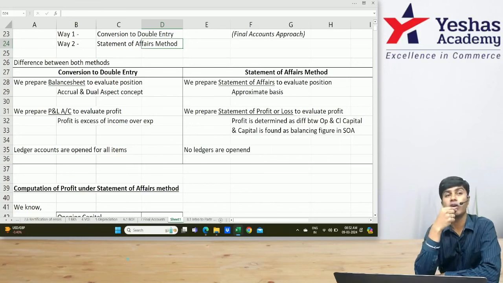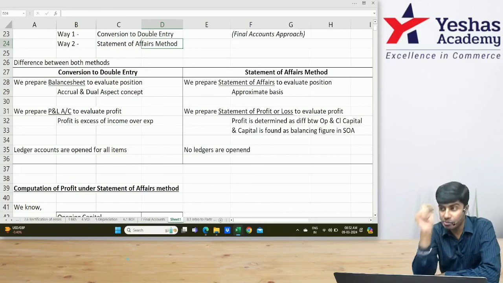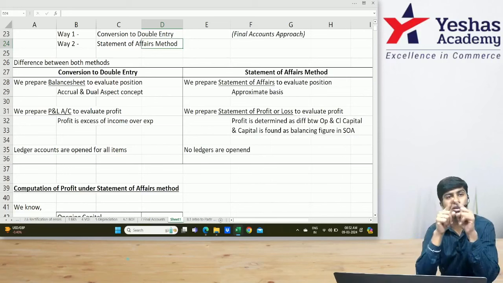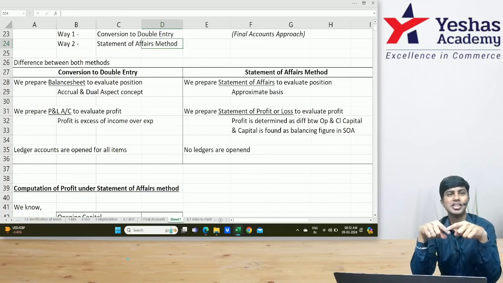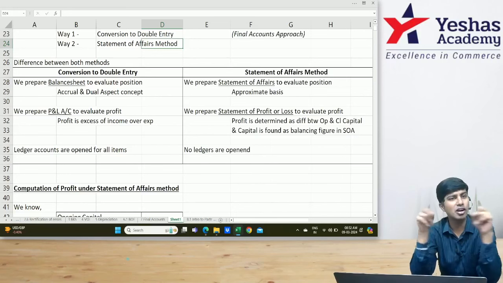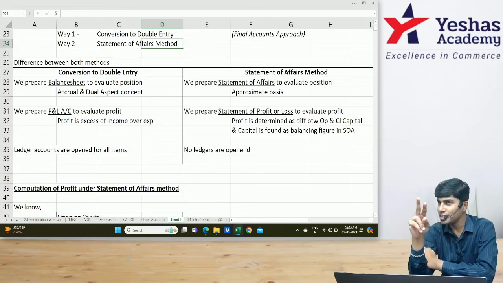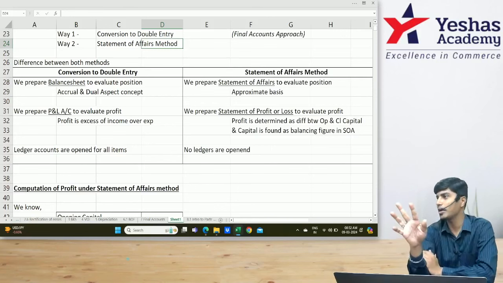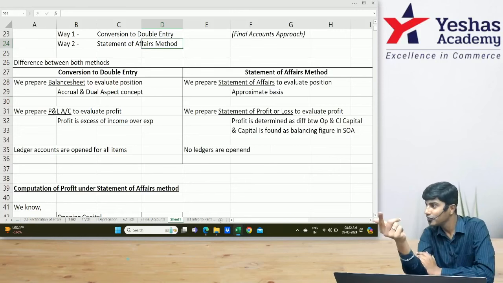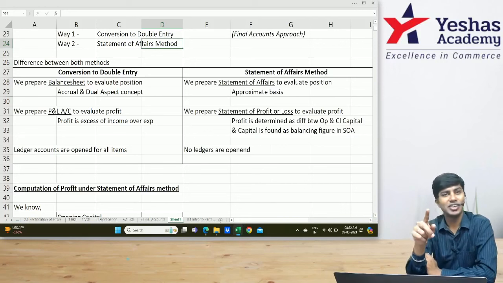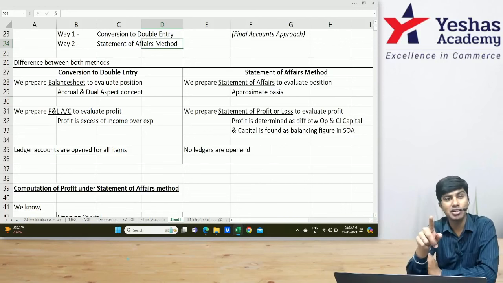Fantastic. Now listen to what I'm trying to tell. In the statement of affairs method, you prepare something called the statement of affairs. What we prepare now is like a balance sheet but not a balance sheet. Get this? It is like a balance sheet but not.